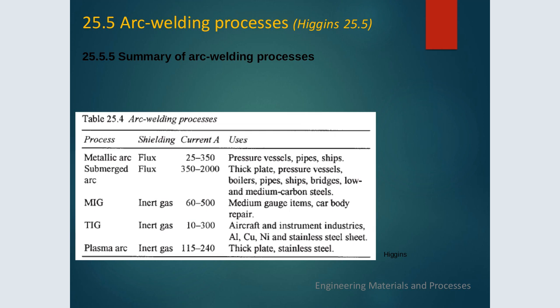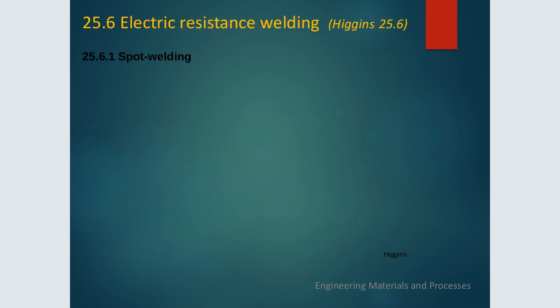The MIG, we use it in middle gauge items like the car body and repairs. We have the TIG, that is the inert gas, used for welding. We use them on aircraft, instrument industries that have aluminium, copper, and nickel, then stainless steel sheet. Then plasma arc inert gas for thick plate and stainless steel. Those are the types of arc welding.